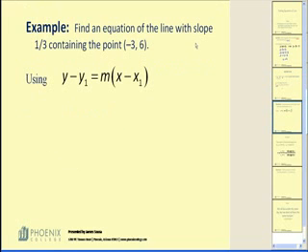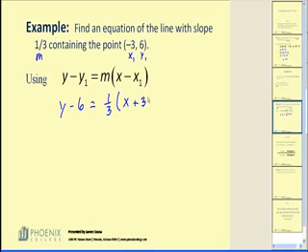Find an equation of the line with slope 1/3 containing the point -3, 6. We're going to use the point-slope form. Let's do our substitutions. Now, of course, this is our m value or slope, and we're going to use x1 equal to -3 and y1 equal to 6. So we have y minus 6 is equal to 1/3 times the quantity x. Now this would be minus -3, but instead of putting minus -3, I'll go ahead and put plus 3.